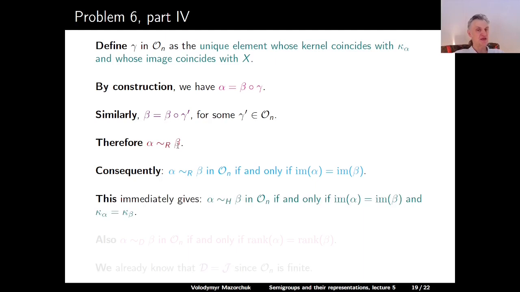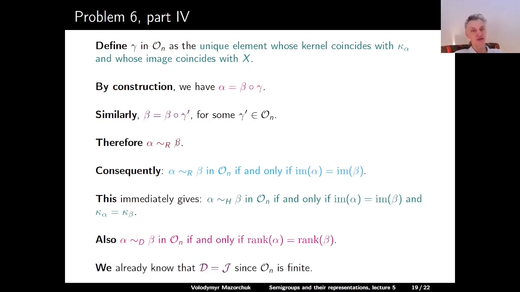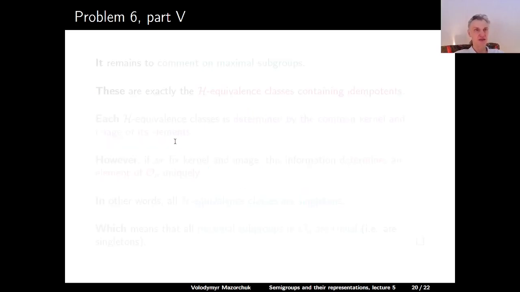This immediately gives us that two elements in On are H-related if and only if they have the same image and the same kernel, and two elements in On are D-related if and only if they have the same rank. This is a common cardinality for the image or the number of equivalence classes in the kernel. And of course, we already know that D and J coincide in On because it's a finite semigroup. So this gives us a complete description of Green's relations.